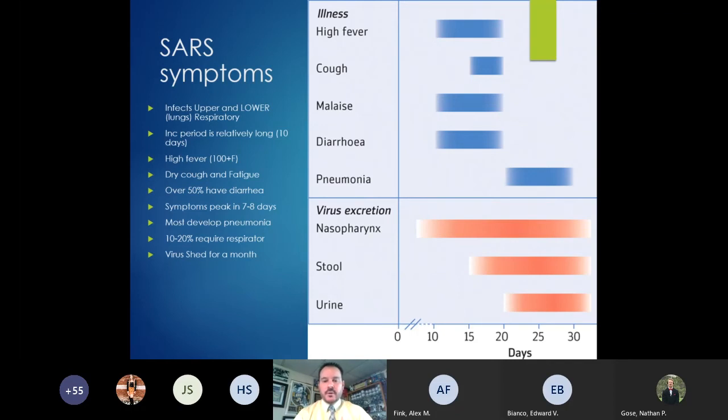So nose and throat up to or exceeding about 30 days. And because of the diarrhea and the infection there, also present in the stool for about 30 days. Again, it's not something that we're seeing really with this new SARS-CoV-2, but something certainly to keep an eye on.